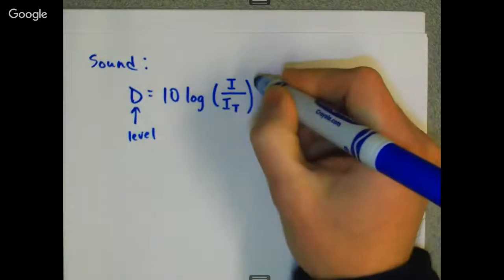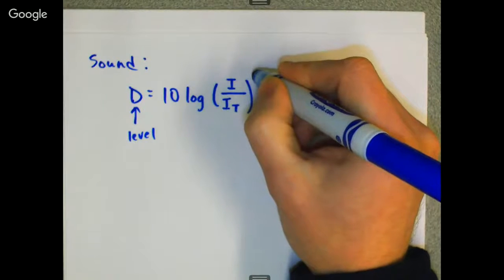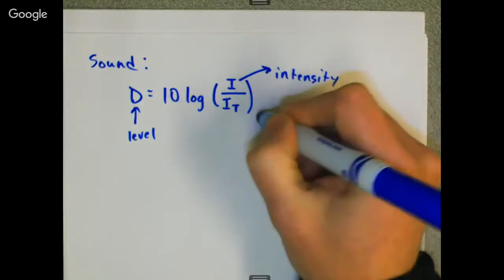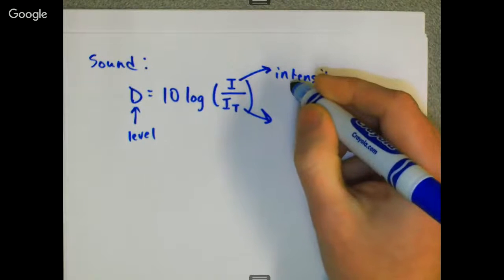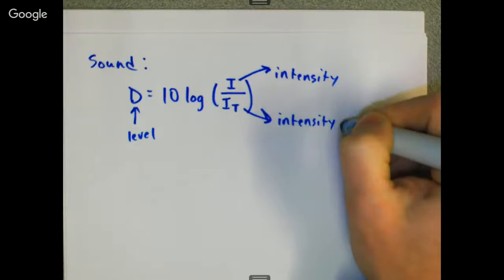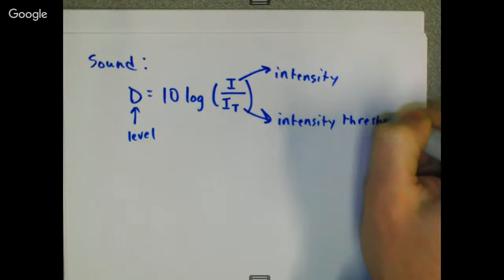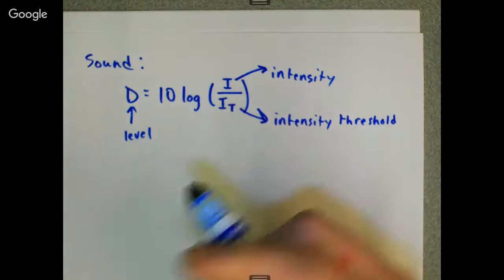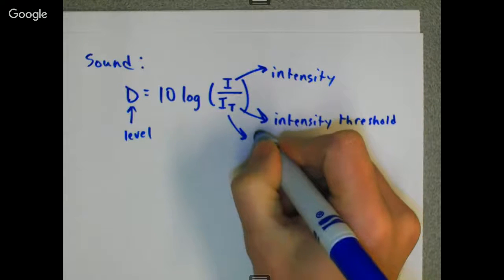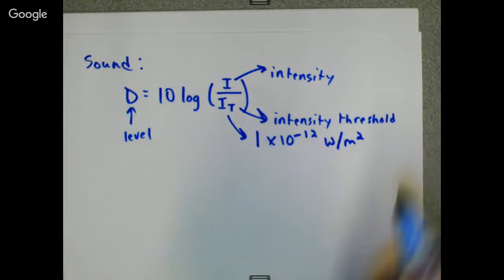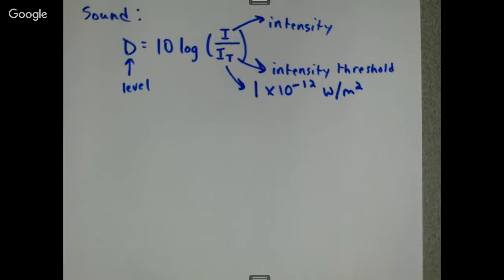Okay, so you've got your log. I is the intensity. And this I T is the intensity threshold of a human. This depends on what you're comparing it to. So we're going to compare it to a human, and we're actually going to use 1 times 10 to the negative 12 watts per meter squared. Okay. So just a quick example.